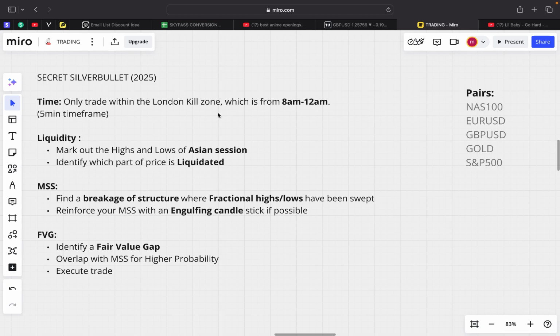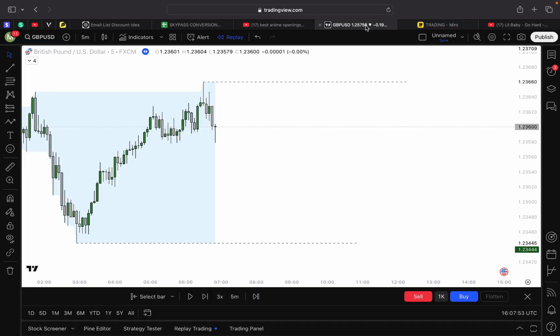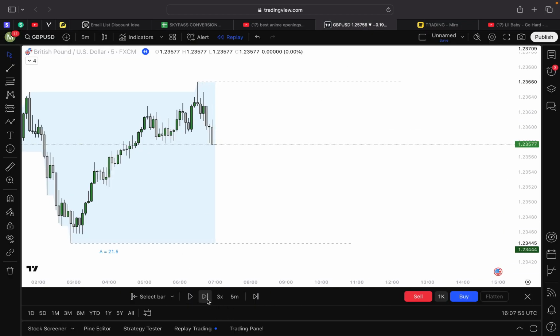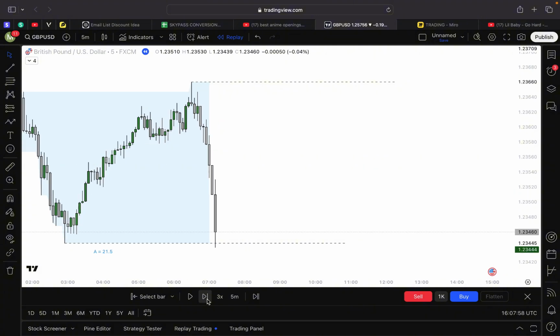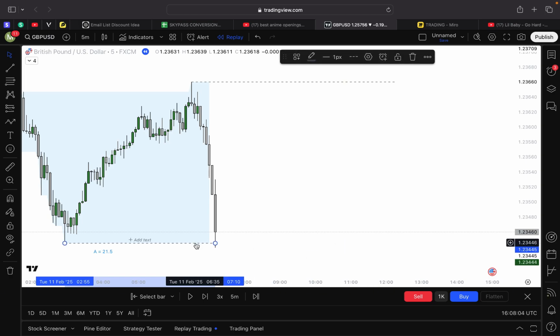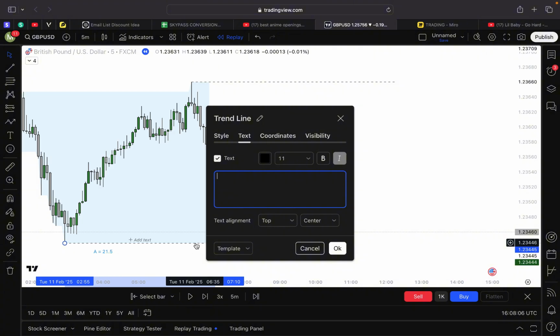We need to identify which part of price is liquidated. So we've got to play price forward and figure out which side gets swept first: the highs or the lows. And you can see from here, the lows have just completely been swept, which is such a good indication that price will actually reverse and go towards the upside, right? So this will be our liquidity sweep.